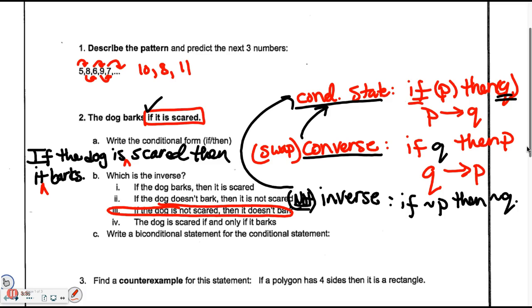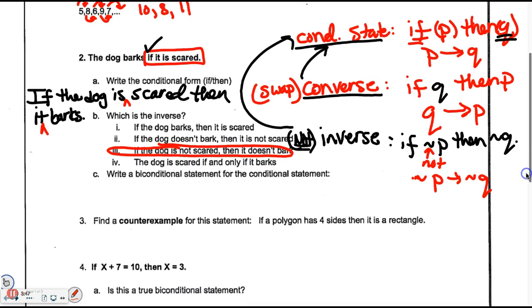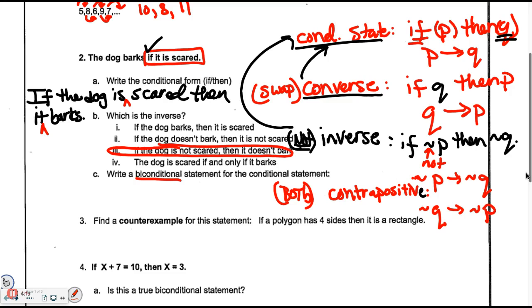It keeps it in the same order, but knots it. And we write, this little squiggle means not. So we write not P implies not Q with the notation. Okay? So write a biconditional statement for the conditional statement. Now a biconditional, again, let's put that over here. We're going to put what a contrapositive is first. Although it's not asked, it might be on your test. A contrapositive does both. I call it the swap and not. So the contrapositive puts the Q first, but negates it, and it implies not P. So it does both. It swaps it and knots it.